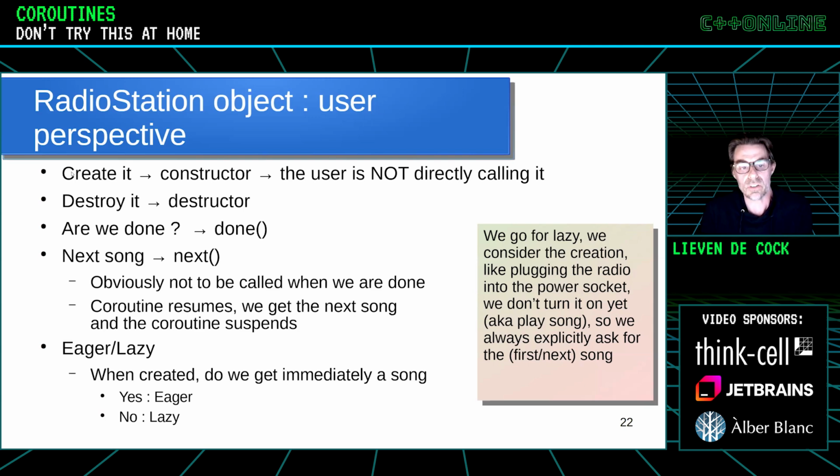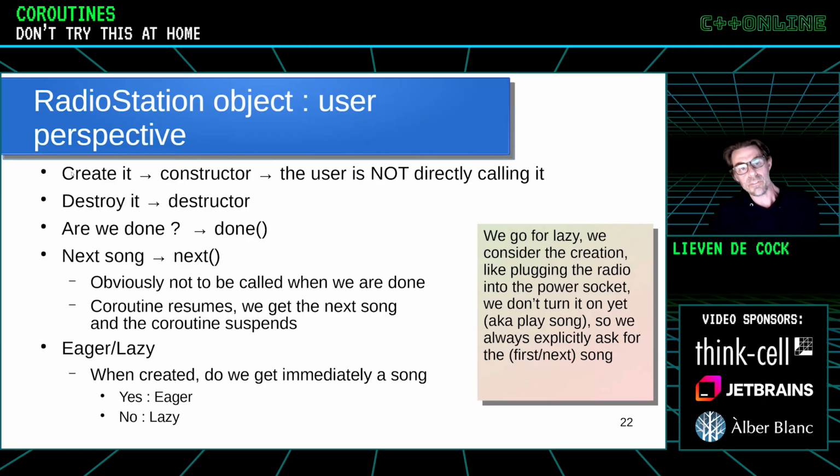We want to ask the radio stations, are you done? Are there still songs for me to listen to? At a given moment, we're going to say, hey, radio station, next song, please, as if we are pressing the next button on a CD player, which we should not call when the radio station has played everything we asked for. So, pressing next, prepare or give me the next song, that's resuming the coroutine.